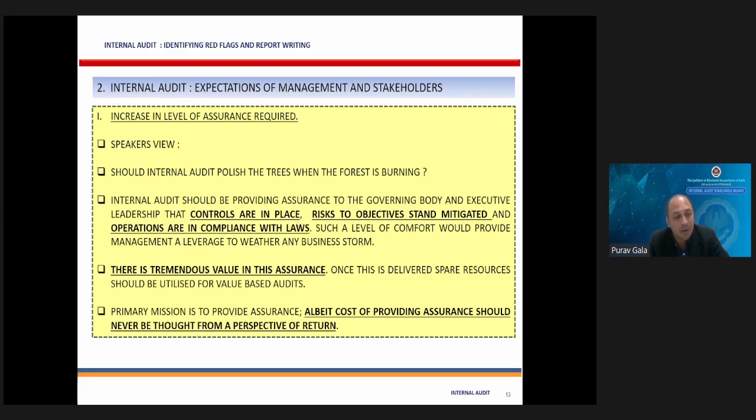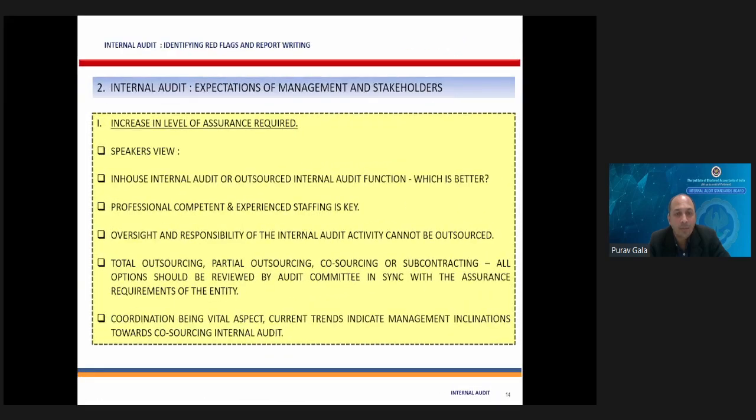So if a client of mine says he is spending, say, X amount of fees on an internal audit assignment, and at the end of the year he compares what savings have come out, the answer should be that savings are obviously important, but what is important is that these controls are being followed. When the controls are followed, the cost of exceptions and deviations cannot be determined, because it's an intangible value and it's invaluable. So that should be the response. As I said earlier, it doesn't matter whether it is an in-house function or an outsourced function. What matters is professional competence and the correct approach.